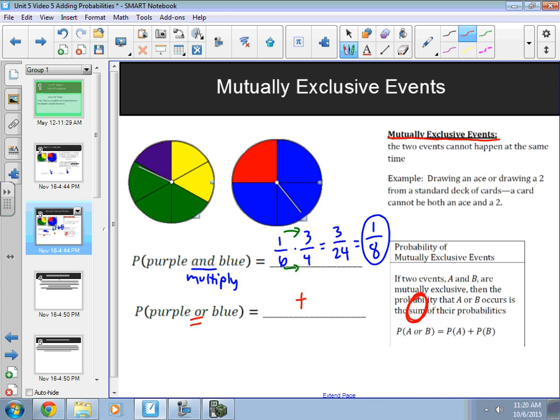So we just add. What's the probability of the purple? 1 out of 6. What's the probability of the blue? 3 out of 4. If we add those up, that should be the probability of one or the other happening. Now, adding fractions is different than multiplying. Multiplying is easier. Adding or subtracting, we need a common denominator.